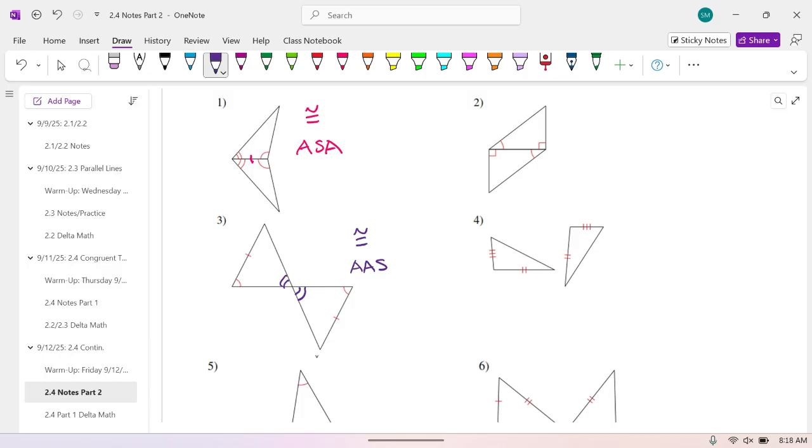All right, so there's no way we can make it ASA or AAS or SAS. And that third side isn't marked either, so we can't assume it's side, side, side. All right, so because we do not have enough information, we can only assume it's not congruent, and it's mainly because of not enough info.